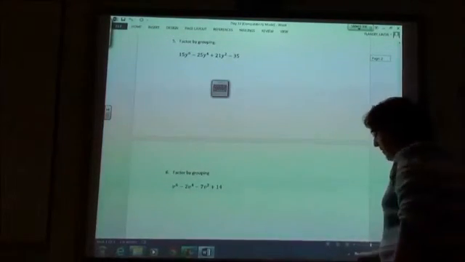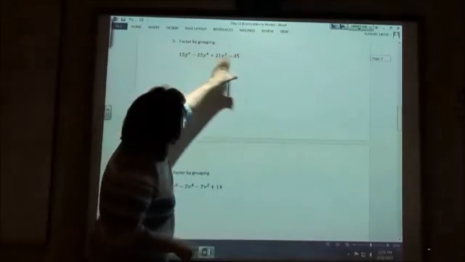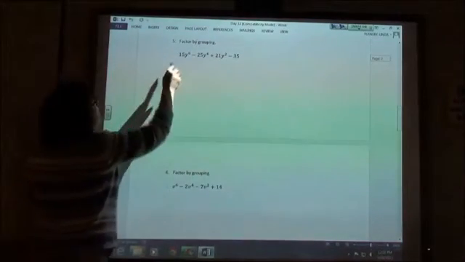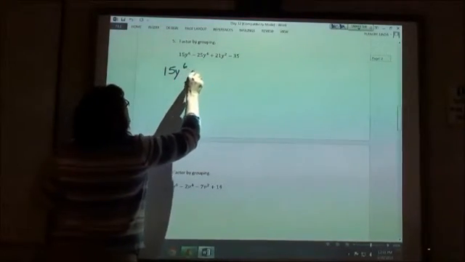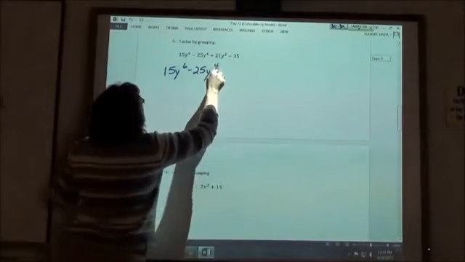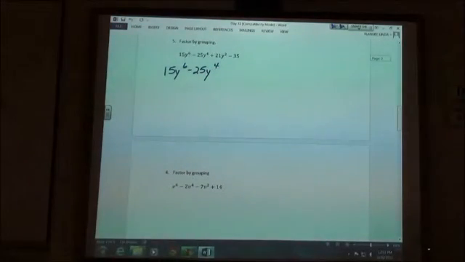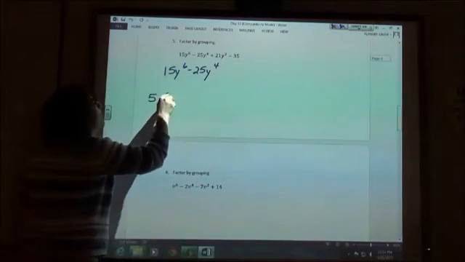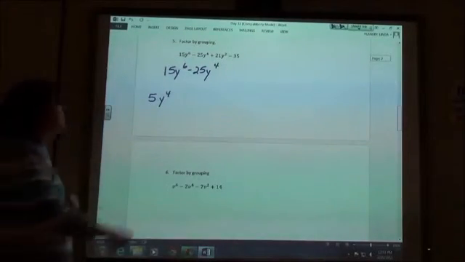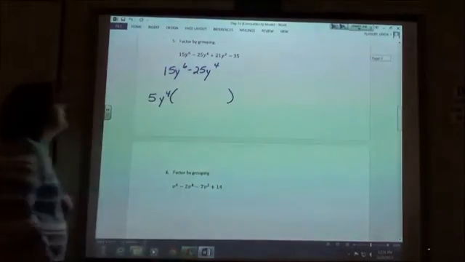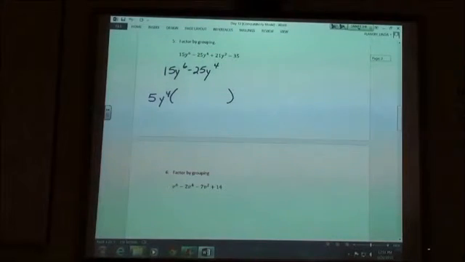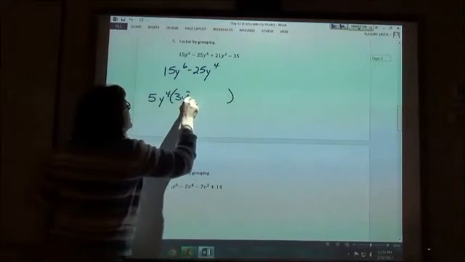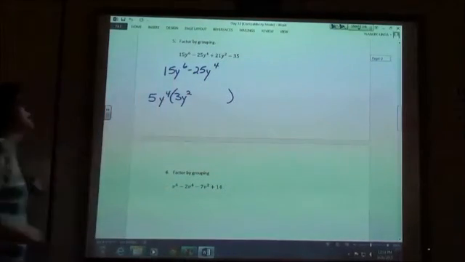Number 5, factoring by grouping. I can see that my exponents go from the highest one down, so it is in the proper order. I'm going to take the 15y to the 6th minus the 25y to the 4th, and the greatest common factor there would be 5y to the 4th, the lower of my 2 exponents. So if I take 15y to the 6th and divide out the 5y to the 4th, I get 3y squared, dividing my numbers and subtracting my exponents.